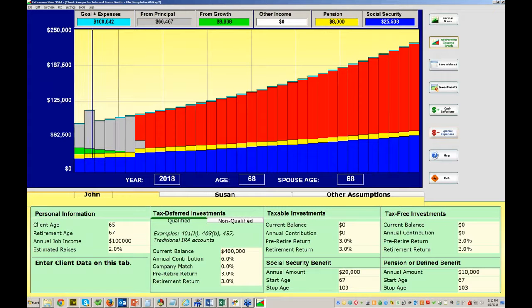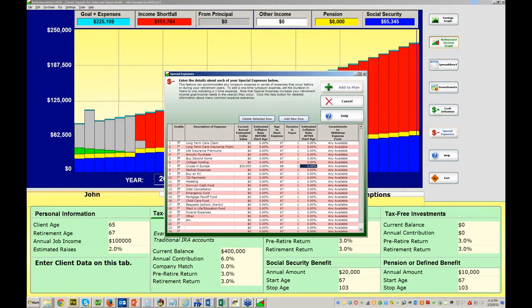Okay, so here in the second year you see a little bump up in their expenses. We go from 84 up to 108. That's the cruise, basically, that they're paying for. And so that's adding a lump sum. So you could add a bunch of lump sums.